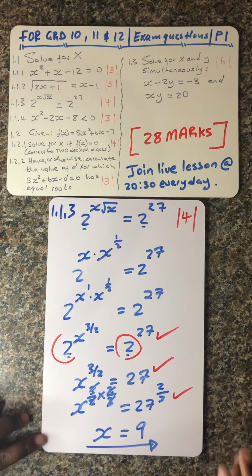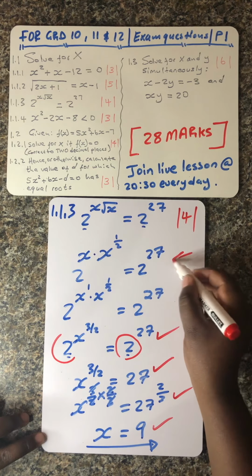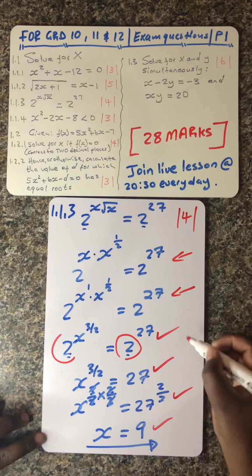So guys, your 4th mark comes from that final answer, which is 9. This is how you score your 4 marks, guys. With all of these steps, I was just trying to explain to you how you get to this final answer.